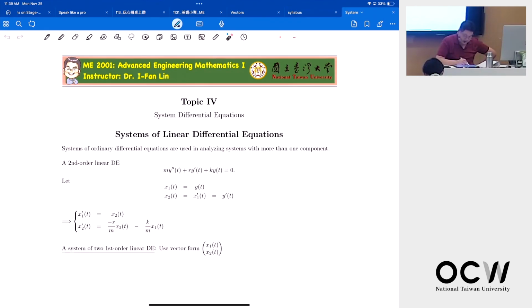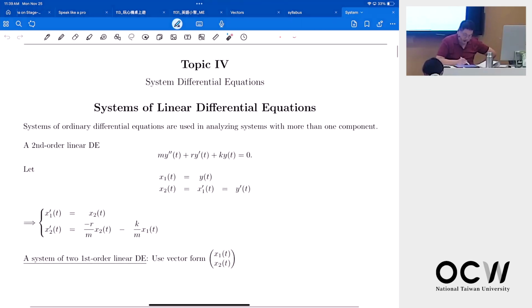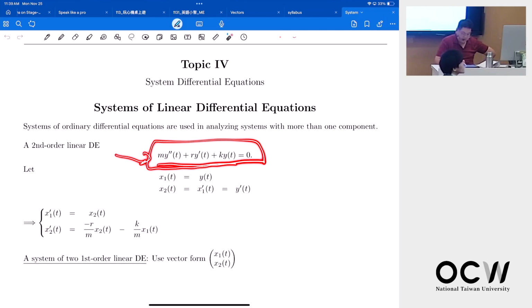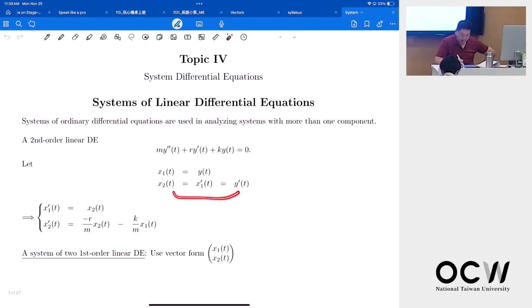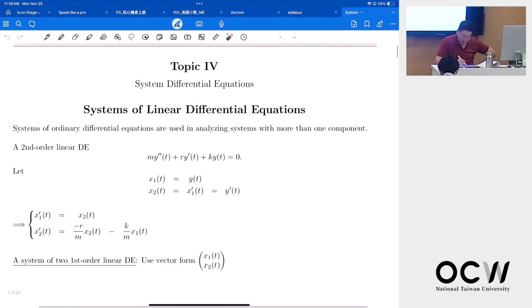Let's consider the second-order linear differential equation. I want to find the solution of y, right? We can think of x1 as y, and then x2 equals x1 prime, which is y prime. Then in this case we only have x1 and x2.